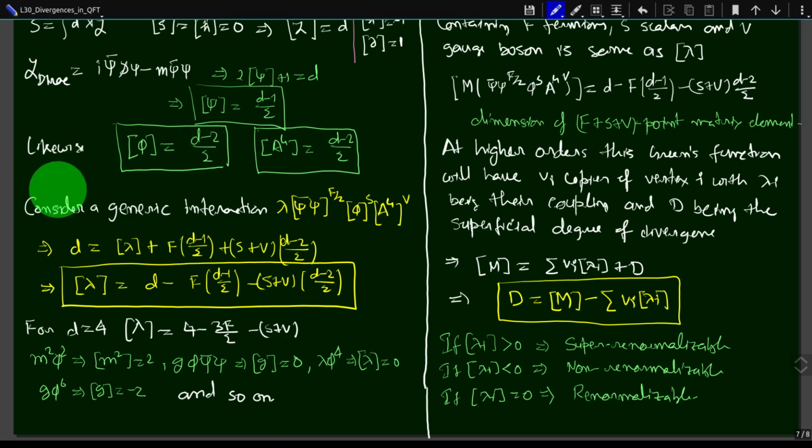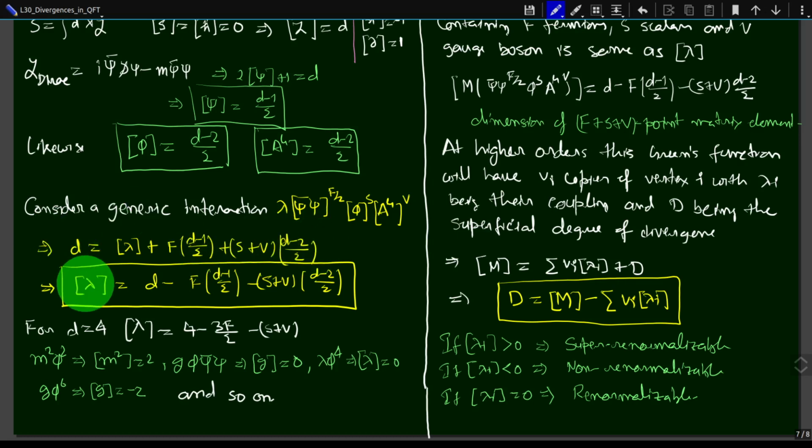Now consider a generic interaction in a Lagrangian, which is lambda times psi to the power f, phi to the power s, and A_mu to the power v. A given term in the Lagrangian can have any number of fermions, any number of scalars, any number of vector fields. If that is there, what is the dimension of the corresponding coupling? The total thing has to be part of the Lagrangian density, so it has to have dimension d. So d is equal to the dimension of lambda plus f times (d-1)/2, plus s times (d-2)/2, plus v times (d-2)/2.